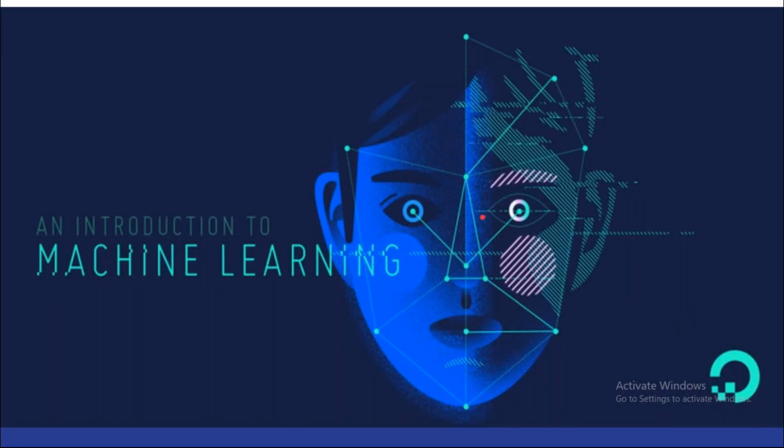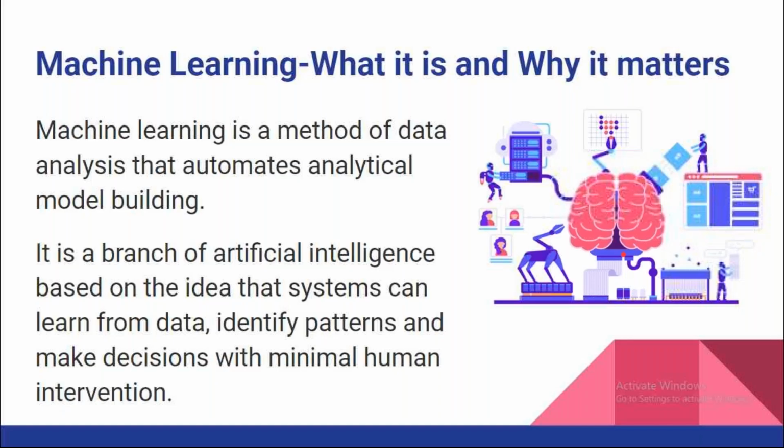So now comes the part of machine learning, which I've been talking about a lot in the previous slides. Let's try to understand what exactly machine learning is and what the different parts of machine learning are. Machine learning, what it is and why it matters, is very, very important. Machine learning is a method of data analysis, as I said before, that automates analytical model building. I just kept it very, very simple so that you can relate with this.